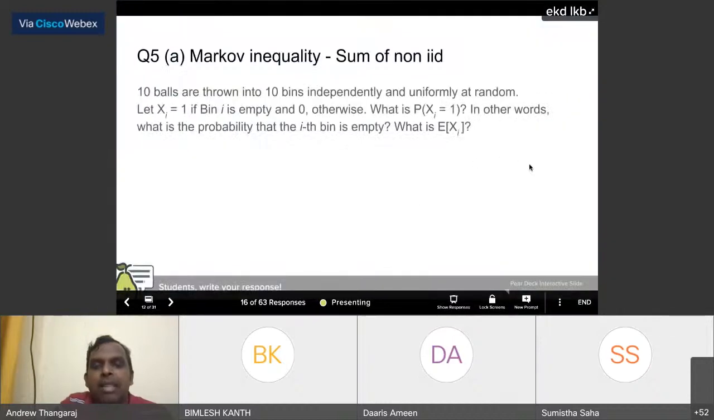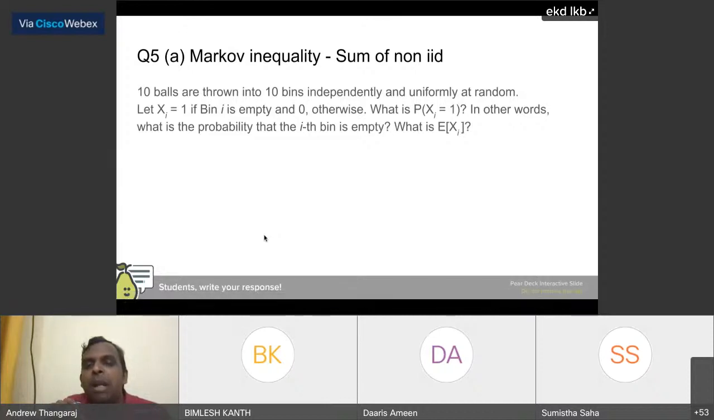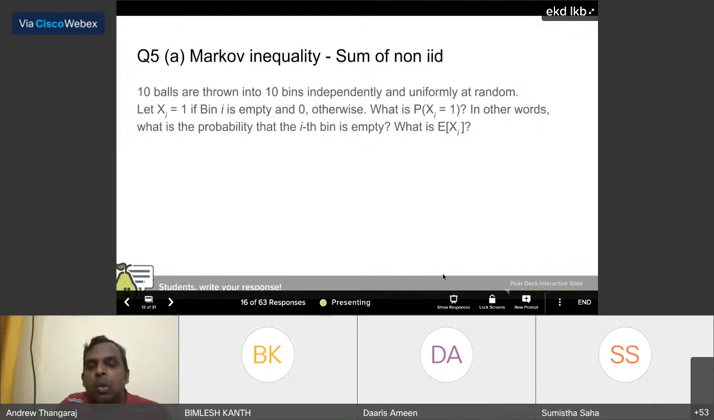See, xi is what? Xi is 1 if bin I is empty and 0 otherwise. That's all. Xi takes only two values, 0 and 1. So why do you multiply by 10 when you do expected value of xi? I never asked for any multiplication by 10. So that part alone is wrong. Expected value of xi is actually equal to probability that xi equals 1. There's nothing more to it. So there's no need to multiply by 10.